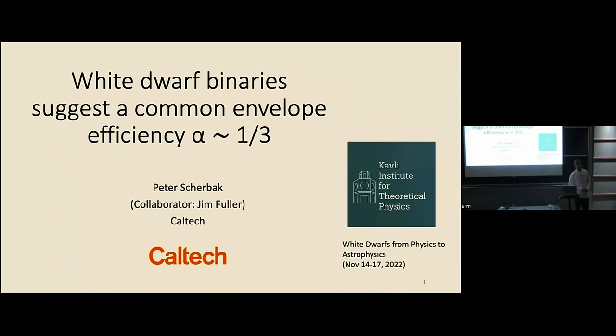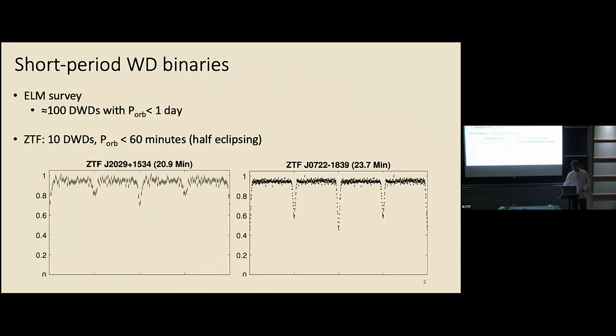And the main result of our work is that white dwarf binaries suggest a common envelope efficiency alpha about 1/3. But before getting into the common envelope and convincing you that you should be using this value of alpha, I'll give a recap on existing white dwarf binaries that we know about, focusing on short period double white dwarf binaries, where both components in the system are white dwarfs.